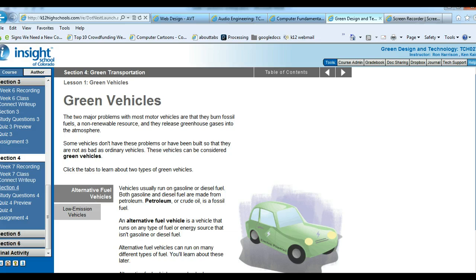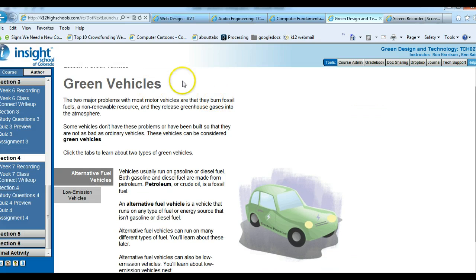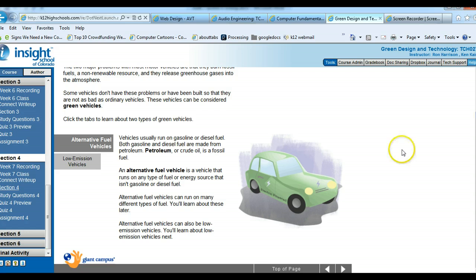When we think about green vehicles, first of all, there are 2 major problems with most motor vehicles. They burn fossil fuels, which are non-renewable, and they release greenhouse gases. So those are the 2 main problems with most motor vehicles these days. Now, if vehicles don't have these issues or just have one of them, then that can be considered a green vehicle. There are a couple of different types of green vehicles. There are alternative fuels, so they burn something other than the standard gasoline that we get at gas stations, or they are low emissions, or a combination of both.